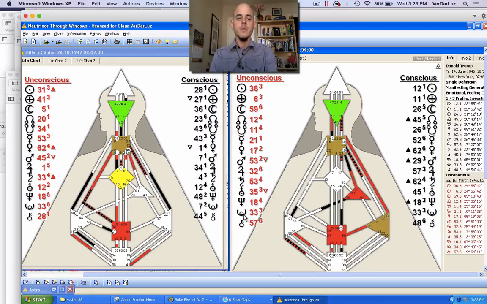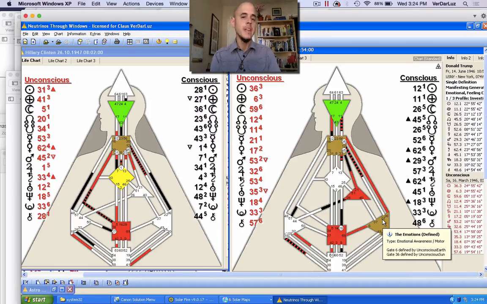Well, emotional authority is what Donald Trump has. Maybe this doesn't surprise people. And it maybe doesn't surprise people that Hillary does not have the emotional center defined. Emotionally defined people, the solar plexus center here on the right side, they are designed on a mechanical genetic level to ride emotional highs and lows. And usually they'll take people with them on that journey.